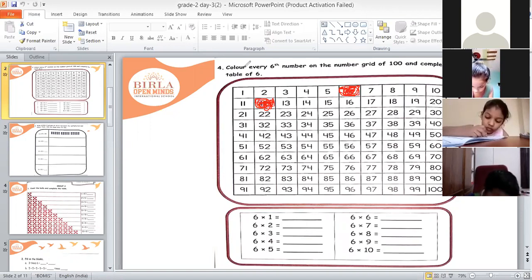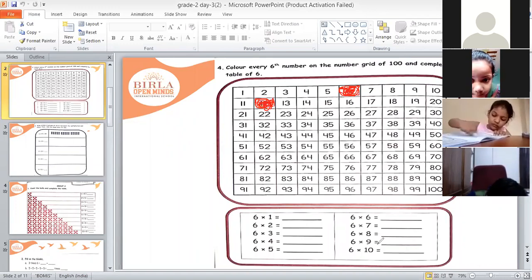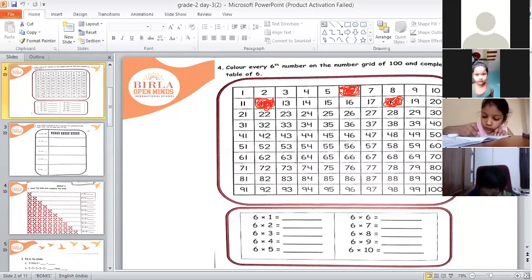Okay, fine. Now, Tanishka, you tell me the sixth number after 12. Tanishka, after 12, count 6 numbers. 1, 2, 3, 4, 5, 6. 18, ma'am. Very good. So the next sixth number will be 18. So we will color number 18. Color number 18, everyone. Yes, children, do it fast.